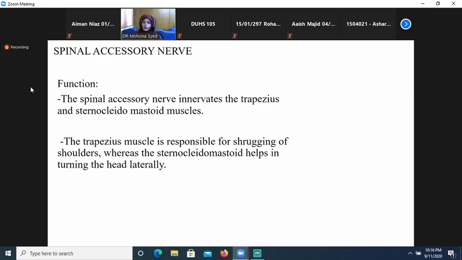Now, the accessory nerve innervates the trapezius and the sternocleidomastoid muscles. Trapezius muscle is responsible for the shrugging of shoulders, whereas the sternocleidomastoid helps in turning the head laterally to the opposite side.